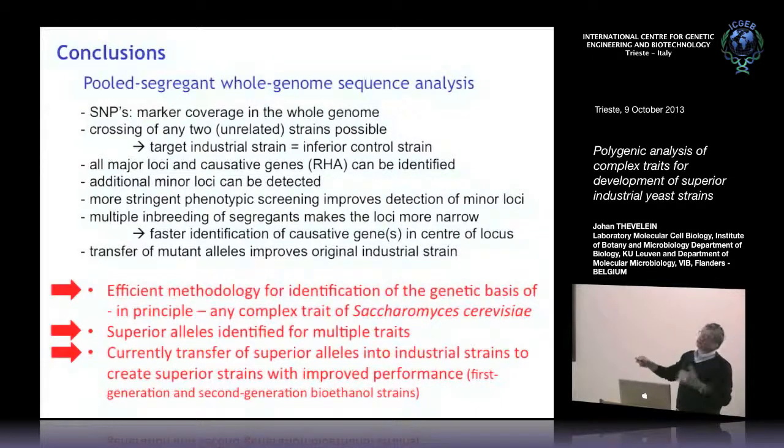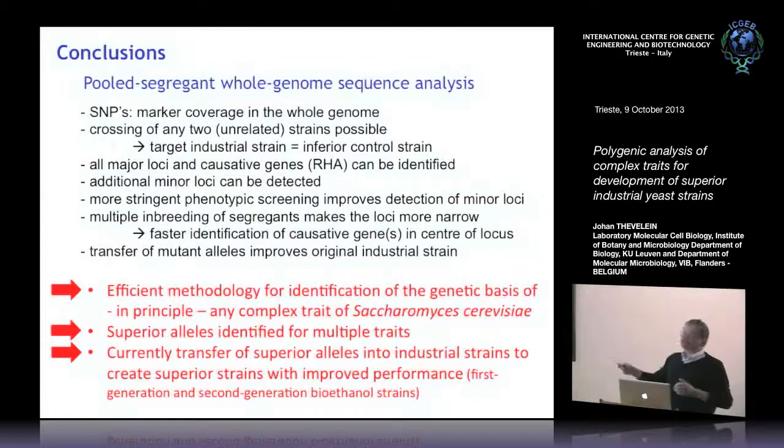Now we always use the target industrial strain that we want to improve as the control strain, because we don't want to identify defective genes anymore. We can clearly identify all major loci and the causative genes. We can also find additional minor loci. The more stringent phenotyping improves the detection of the minor loci.